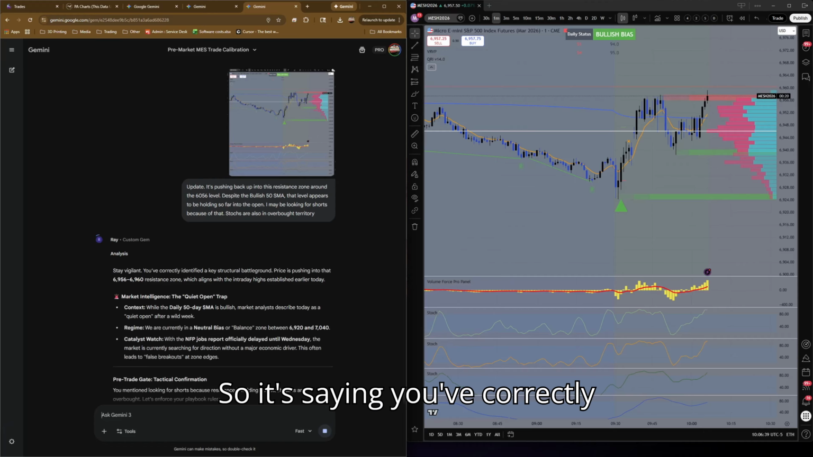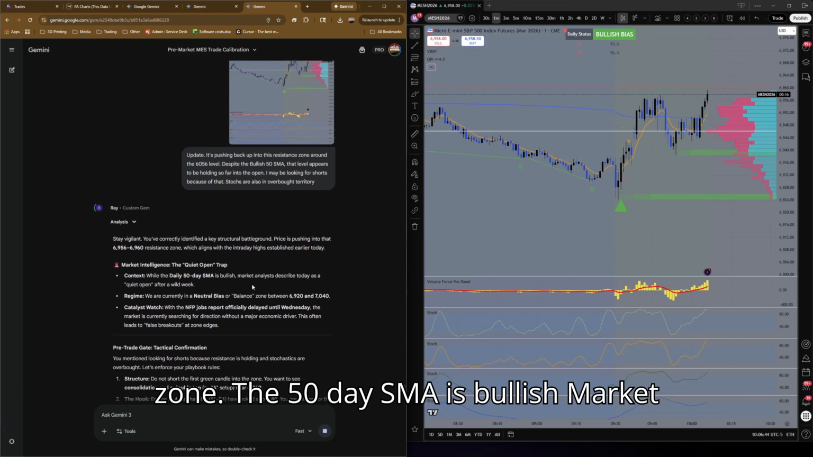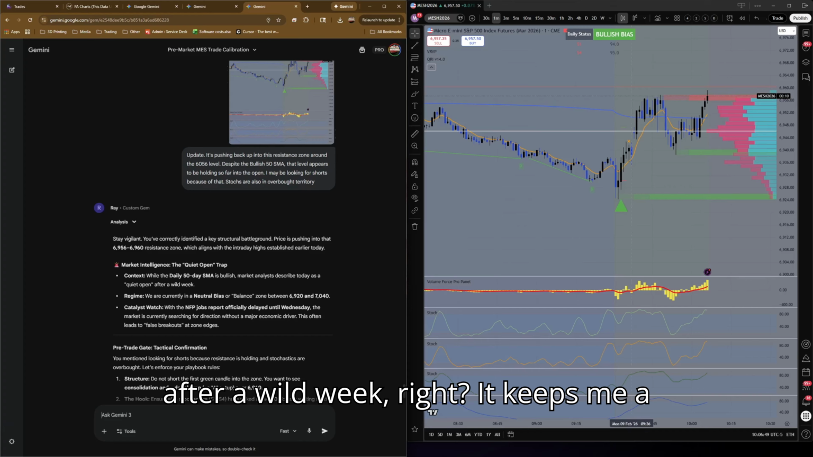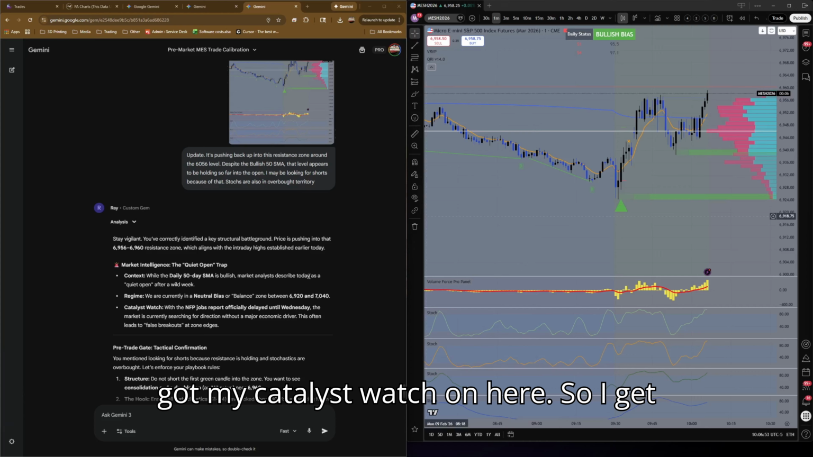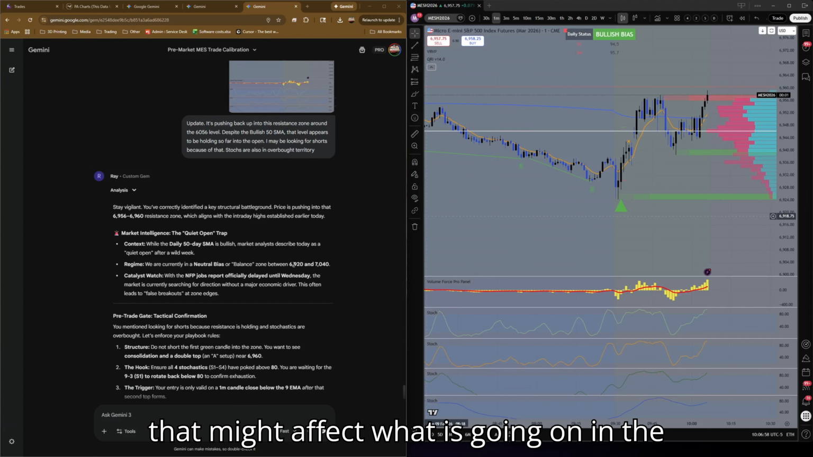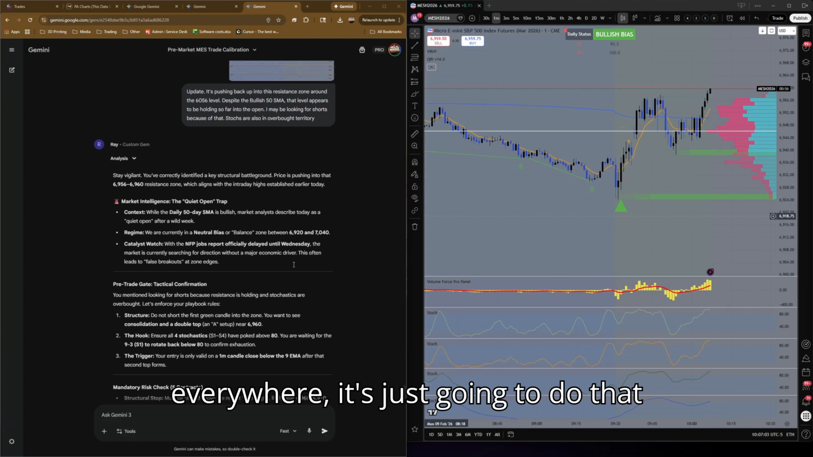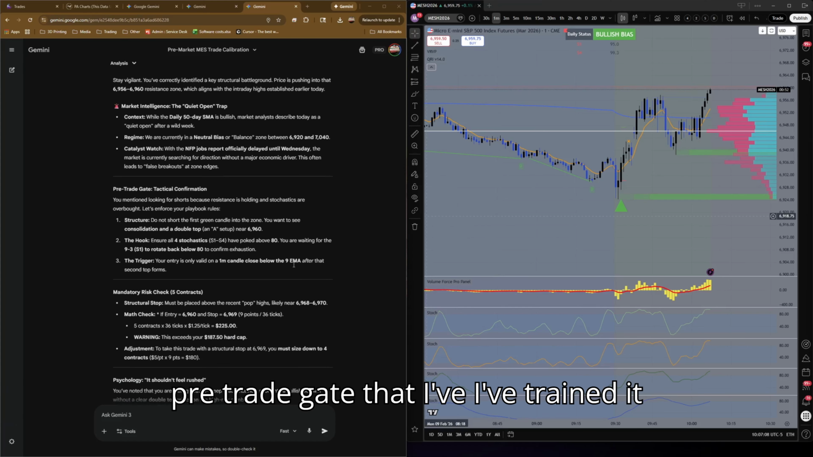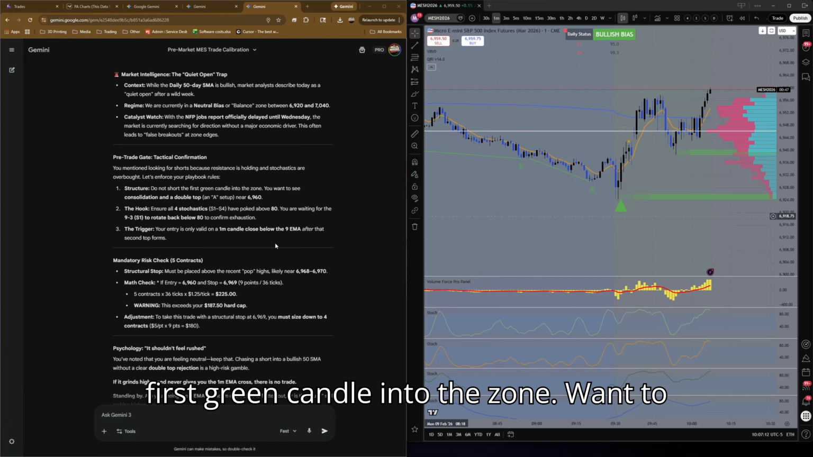So it's saying you've correctly identified key structural background. Price is pushing into that resistance zone. The 50-day SMA is bullish. Market analysts describe today as a quiet open after a wild week, right? It keeps me a little more grounded. Oh, and then it's got my catalyst watch on here. So I get to see which big news events are coming that might affect what is going on in the market without having to go and search everywhere. It's just going to do that for me. Then it's got a pre-trade gate that I've trained it with. So this is that I can't short the first green candle into the zone.